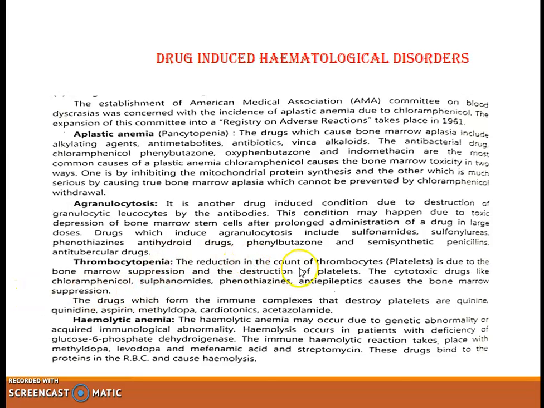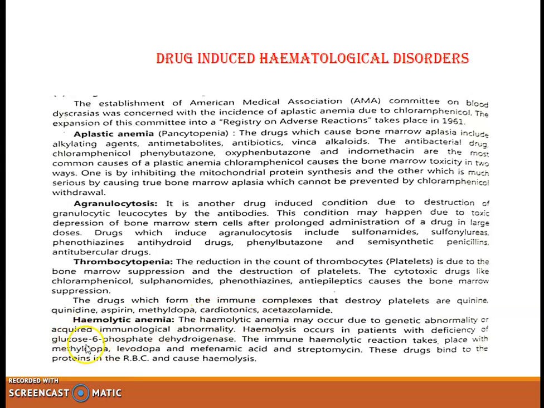Thrombocytopenia. The reduction in the platelet count is due to bone marrow suppression and the destruction of platelets. Cytotoxic drugs like chloramphenicol, sulfonamide, phenothiazine, and antiepileptics cause bone marrow suppression. The drugs which form immune complexes that destroy platelets are quinidine, aspirin, methyldopa, cardiotonics, and acetazolamide.